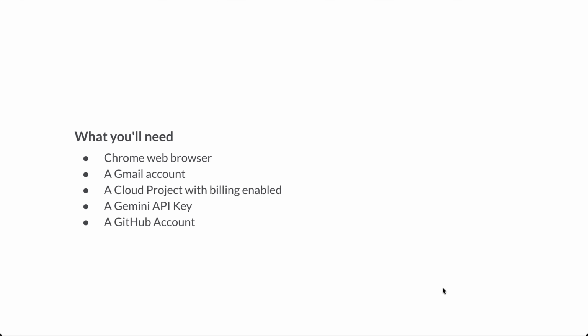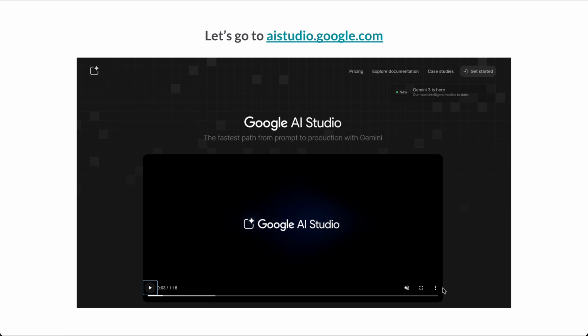Now, here's what you will need. First of all, if you're not on your laptop, this is a time where I'll say take a pause, go make sure that you're logged in on your laptop, and let's get going. First off, you're going to need a Chrome web browser. You're going to need a Gmail account. You're going to need a cloud project with billing enabled, and you're going to need a Gemini API key. And finally, you're going to need a GitHub account. All right, so if you have gotten all of those, let's dive straight in.